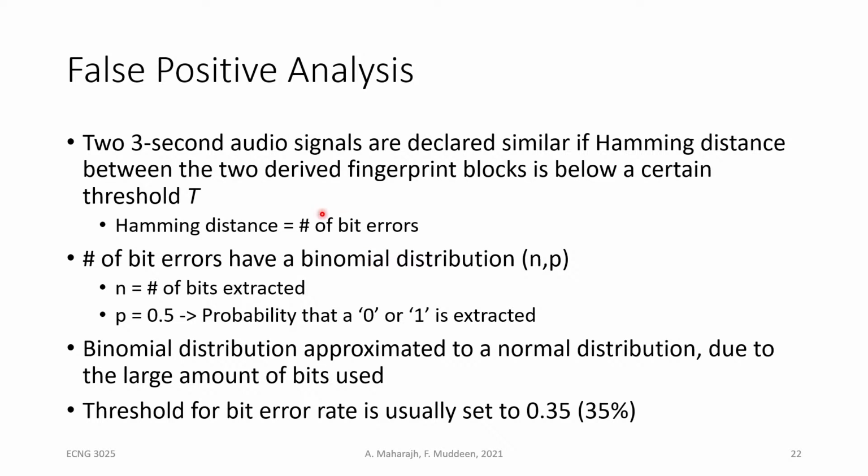And in order to find a match when we search in our database itself, any 2-3 second audio signals are going to be declared similar if the Hamming distance is below a certain threshold. The Hamming distance here is the number of bit errors. So if we have a lot of ones matching up and also the zeros matching up, that means we have a very high probability match, meaning that this received audio matches our stored audio in our fingerprint database.